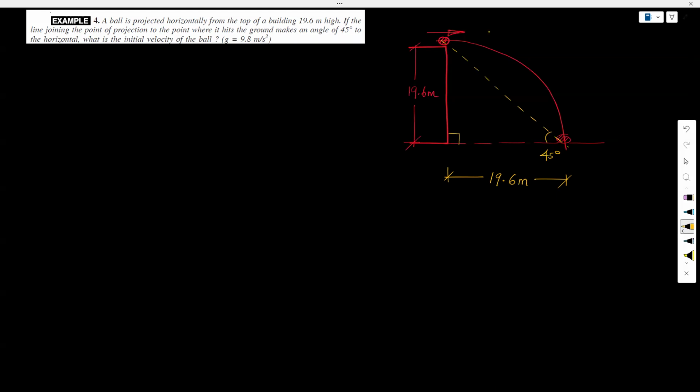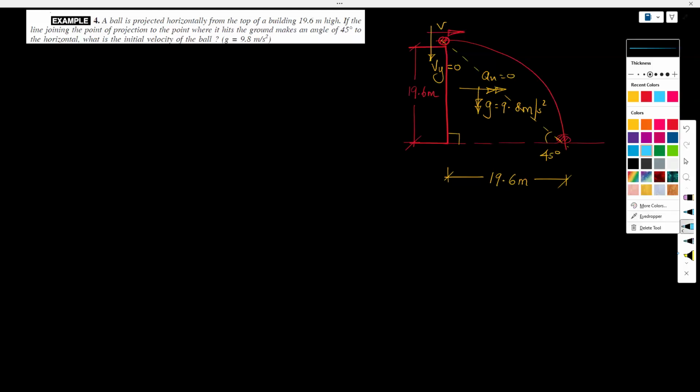So it is said that it is projected horizontally, so it only has a horizontal velocity. The vertical component of the velocity is going to be 0. Meanwhile, we will have an acceleration due to gravity which is 9.8 in the vertical direction, and in the horizontal direction the acceleration will be 0. Other than that, we do not know any other parameters.